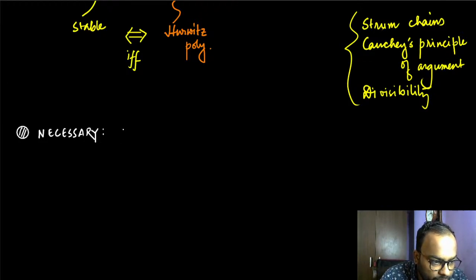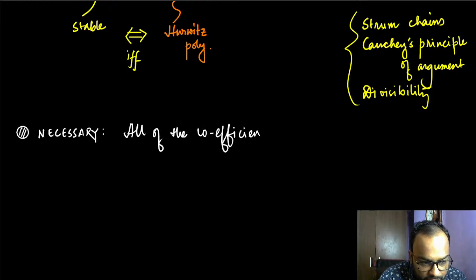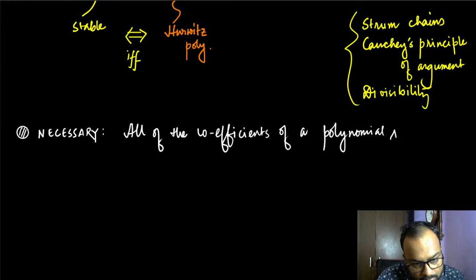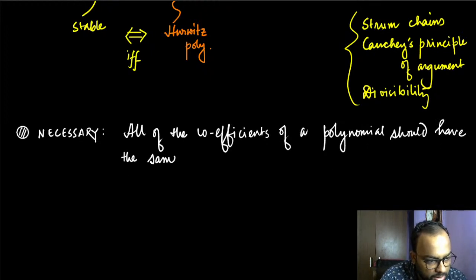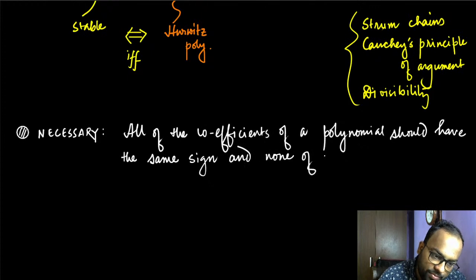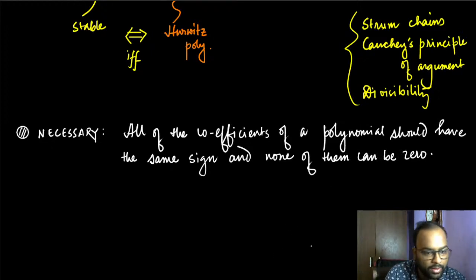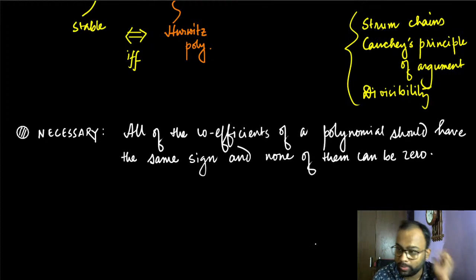So, how do I place this? All of the coefficients of a polynomial should have the same sign and none of them can be 0. So this is the necessary condition for a polynomial to be a Hurwitz polynomial.